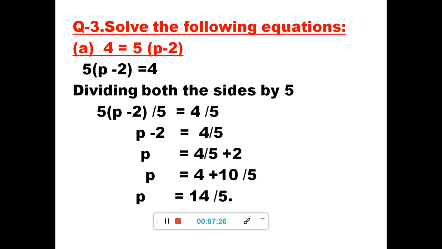Dividing both the sides by 5, as we are having 5 in the left hand side. So 5 multiplied by (p minus 2) divided by 5 equal to 4 by 5. 5 and 5 get simplified. You are left with p minus 2 equal to 4 by 5. You are getting the fraction on the right hand side. So p equal to 4 by 5 plus 2. Now we have to take LCM. LCM is 5. So 4 plus 5 2s are 10. So 4 plus 10 divided by 5. So p equal to 14 by 5.